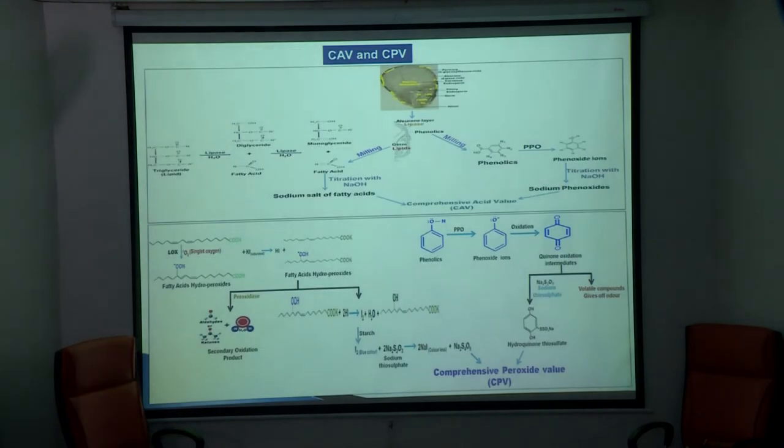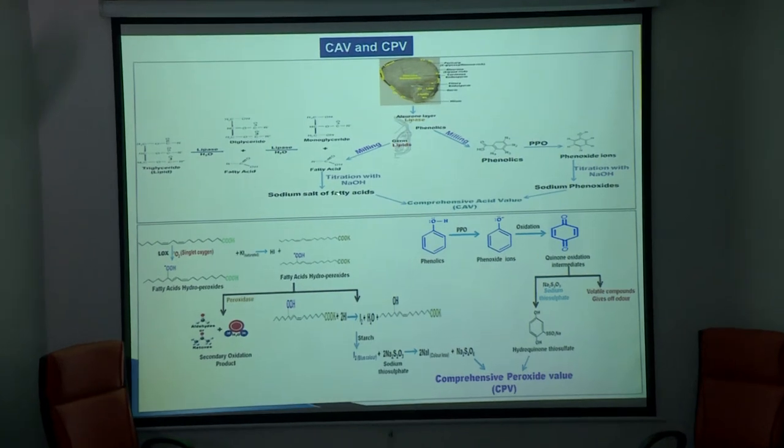So this is the reaction that happens. In comprehensive acid value, this is our lipid, and lipase converts it into free fatty acids. In the acid value test, basically we titrate it with NaOH, and the total volume of NaOH is estimated. Now there are phenolic compounds, polyphenols, also. So polyphenol oxidase converts them into phenoxide ions, and this phenoxide ion also reacts with NaOH and forms sodium phenoxide. So the hypothesis is that this CAV is the titre volume of both fatty acids and the phenoxide ions. That's why we gave it the term comprehensive acid value.